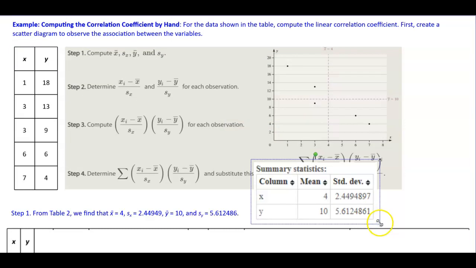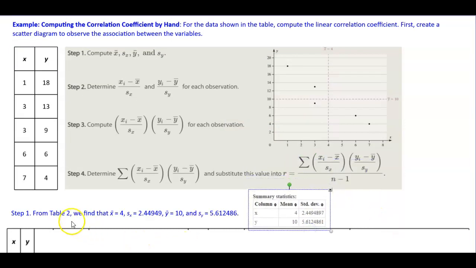So the first step down here is the following. From table 2, we can see that the sample mean is 4 for x, and the standard deviation for x is 2.44949. Then for y, we get a sample mean of 10 and a sample standard deviation of 5.612486. Now the next step is to determine x minus x bar over the standard deviation of x, and likewise y minus y bar over the standard deviation of y, for each observation.